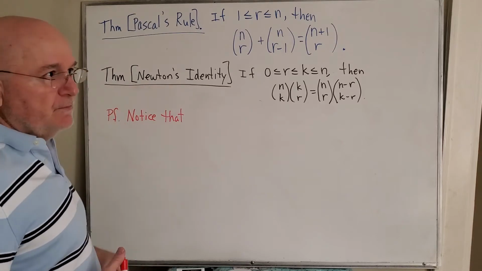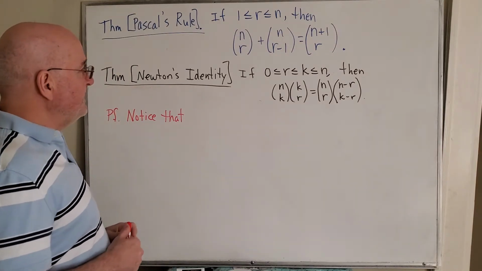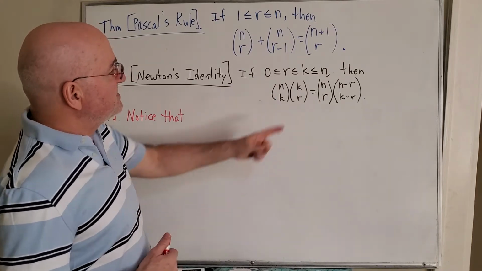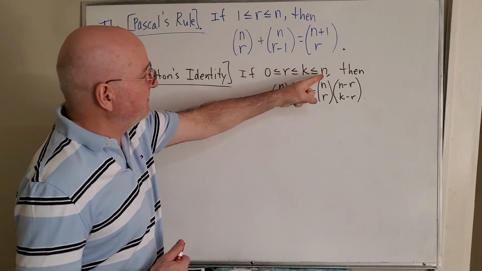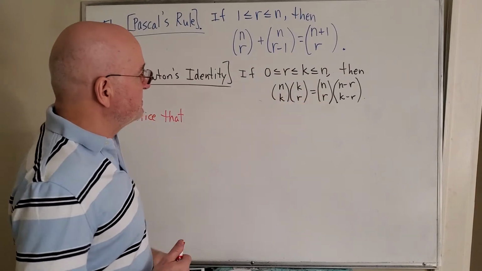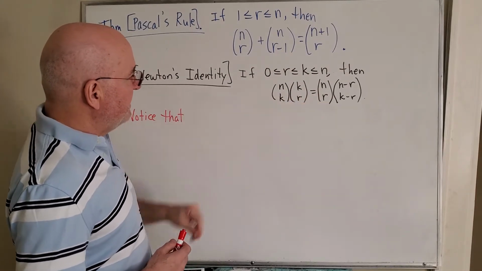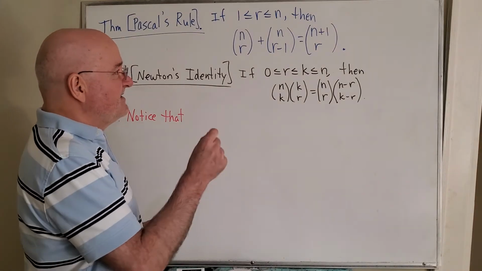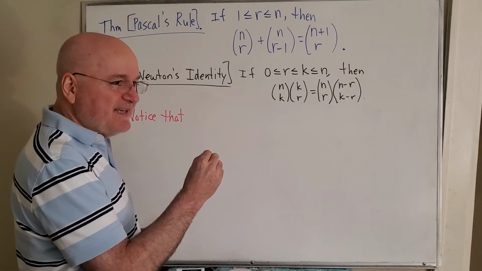So, Sir Isaac Newton's identity says that if 0 ≤ r ≤ k ≤ n, then this equation holds. n choose k times k choose r is equal to n choose r times n minus r choose k minus r.